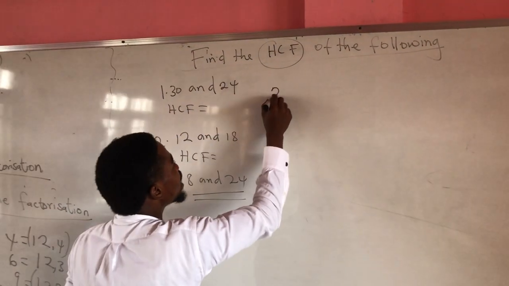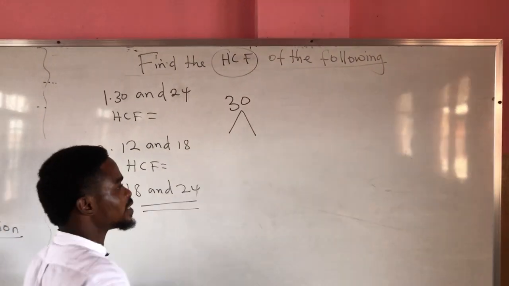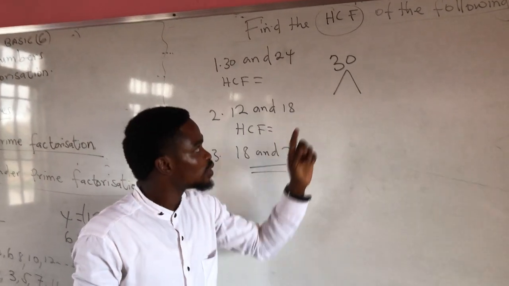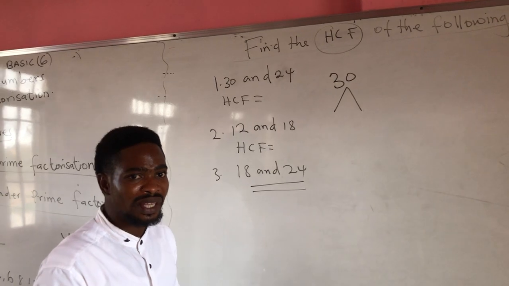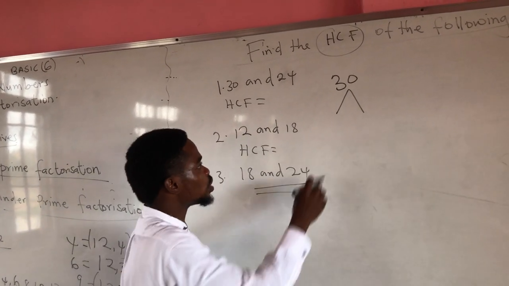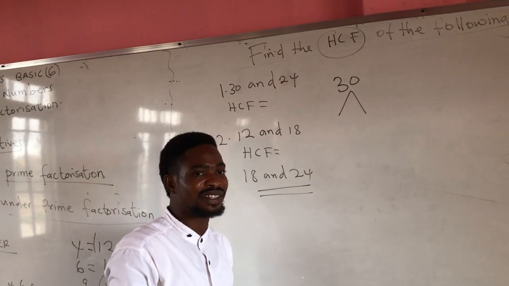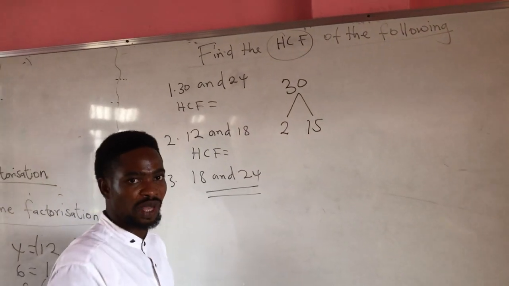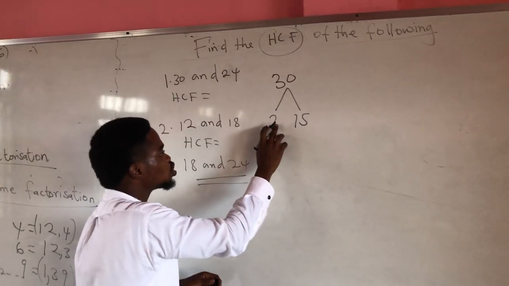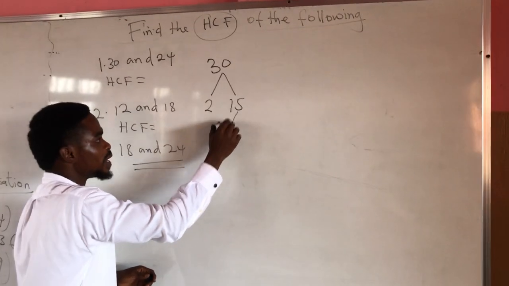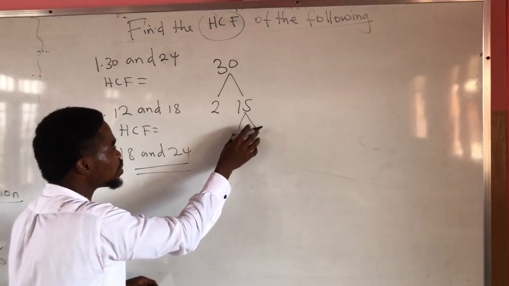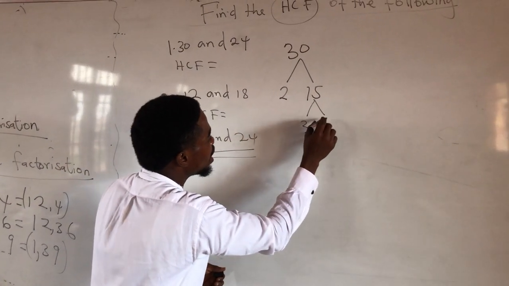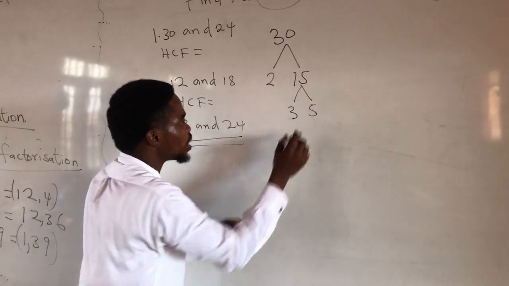For example, the factors of 30. I told you that when you want to find factors under prime factorization, use the factor tree. The two numbers that when we multiply we get 30 are 2 and 15. We cannot break 2 down, but we can break 15 down. The two numbers that multiply to give 15 are 3 and 5. 3 times 5 gives us 15.